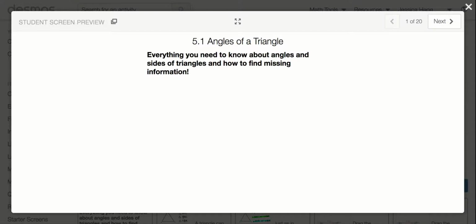I'm going to take you through the 5.1 angles of a triangle Desmos activity. This was done Monday and Tuesday of the week of January 25th. So come see this video if you need any slides redone for you or if you were absent because of the PSAT. So this is 5.1 angles of a triangle. We're going to talk about angles, sides, and how to find missing information.